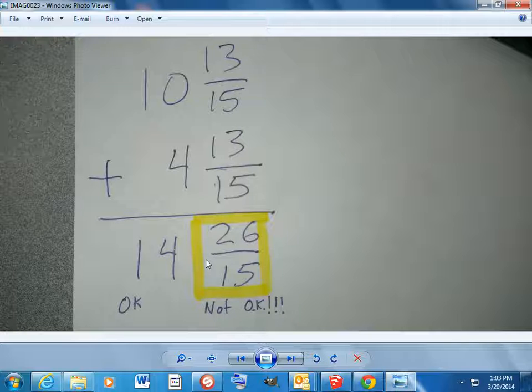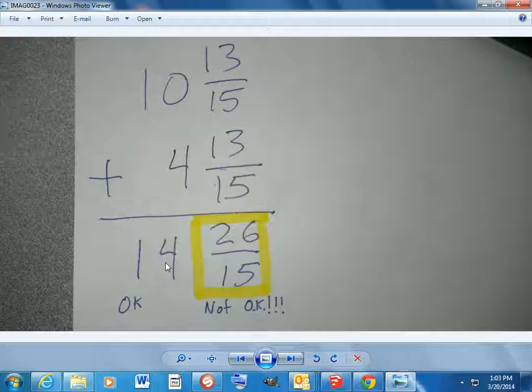Actually, this is very similar to what you learned in grade school when you add two numbers like 8 and 9 and you have to carry and regroup into the tens column. This is the same thing. What we're going to do is learn how to regroup 26/15 and convert that into a whole number and another fraction. And we're going to rewrite this in a new form.